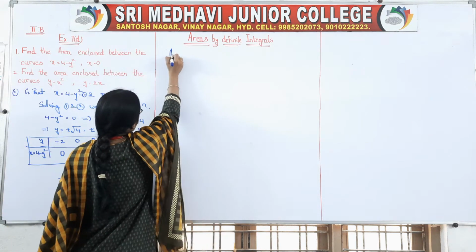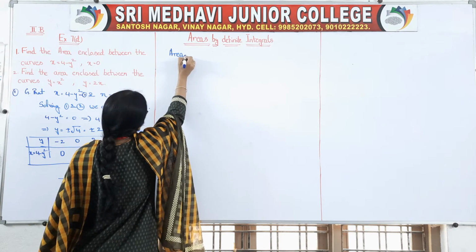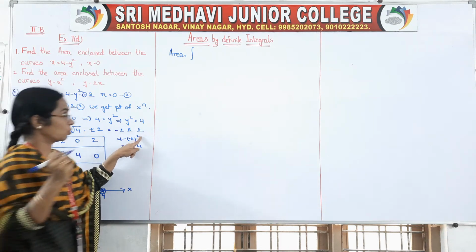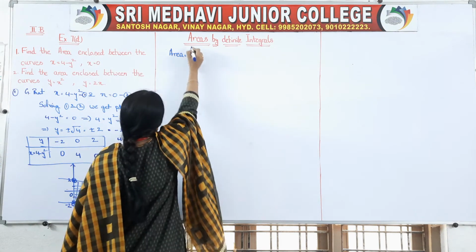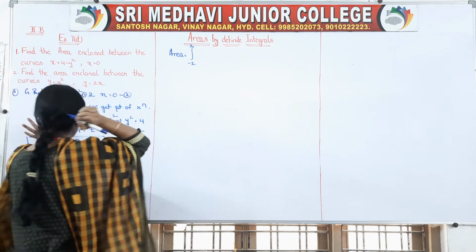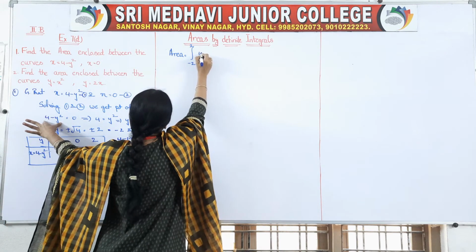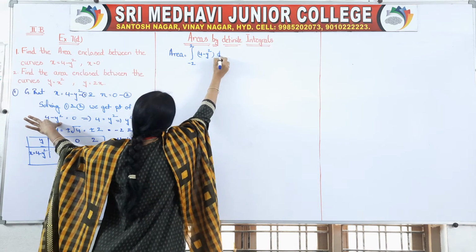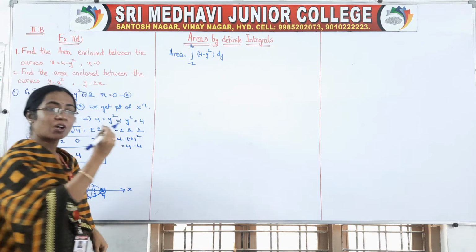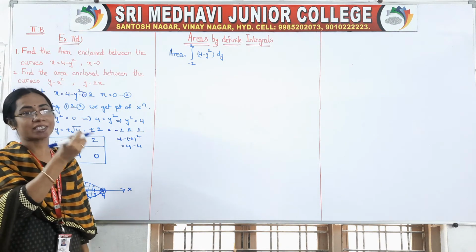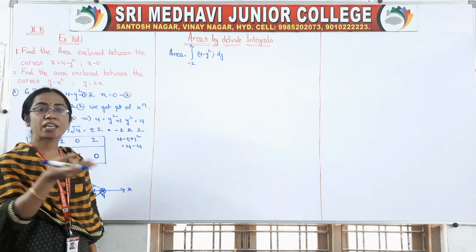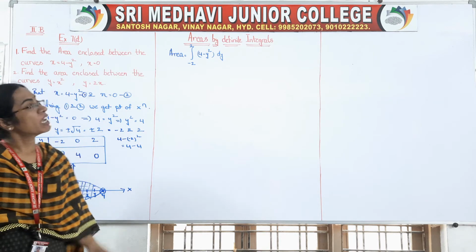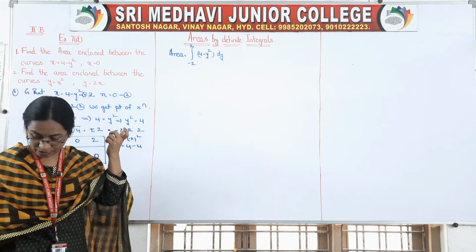So now we will write area is equal to, from which point to which point? It is minus 2 to 2, right? And what is the curve? It is 4 minus y square. So it is with respect to y, so into dy. Be careful, small things, but you should have logic in it, right? The curve is with respect to y, we can integrate with respect to y only, isn't it? That's why we have to write dy.